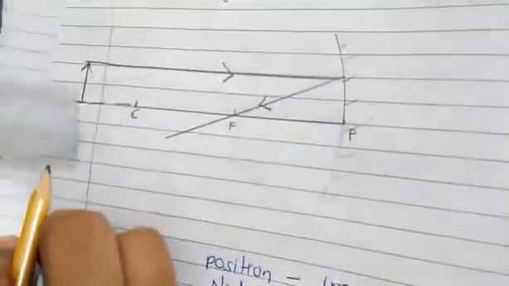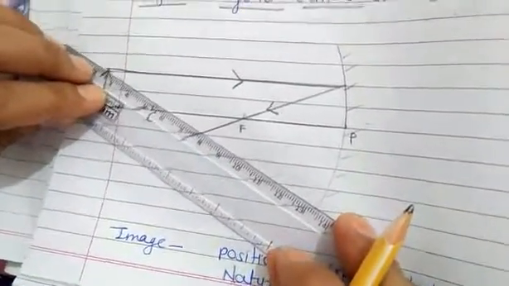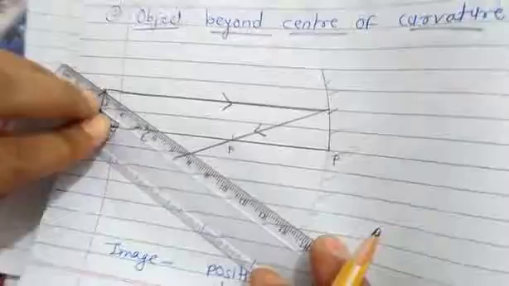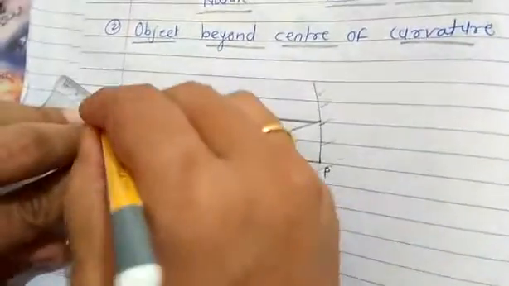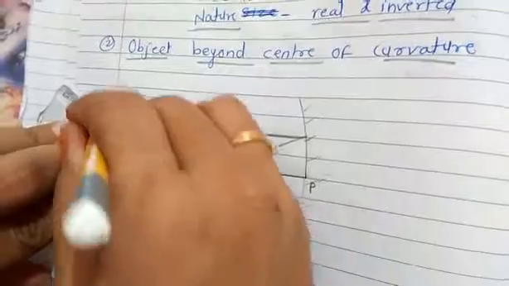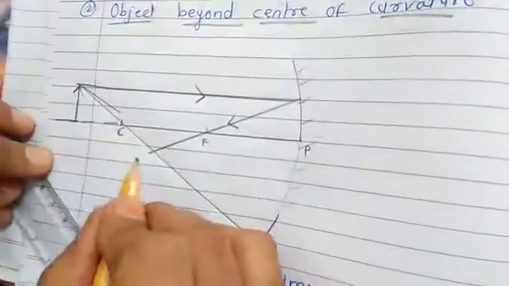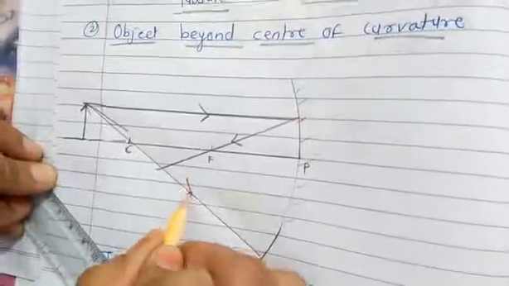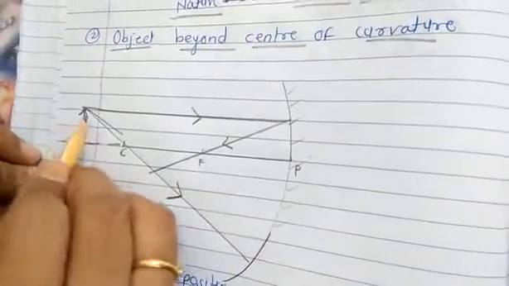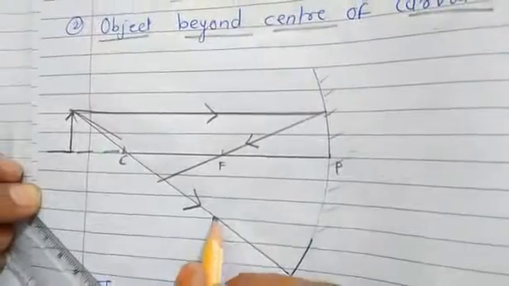Now what is the arrangement of the second ray? Here the second ray changes. The second ray passes through the center of curvature. We have to extend the mirror. So this is the incident ray, and what is the rule? If the incident ray passes through the center of curvature, the reflected ray also passes through the center of curvature by the same path.